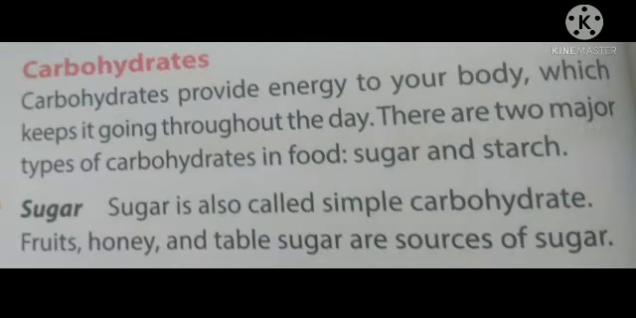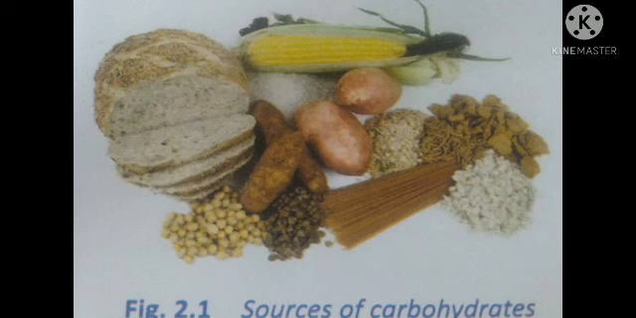Carbohydrates are those types of foods that provide energy to our body, which keeps us going throughout the day. There are 2 main types of carbohydrates, sugar and starch. Let's see what the sources of carbohydrates are. You can see the figure. Now, sugar is also called simple carbohydrates, consisting of fruits, honey, and table sugar.